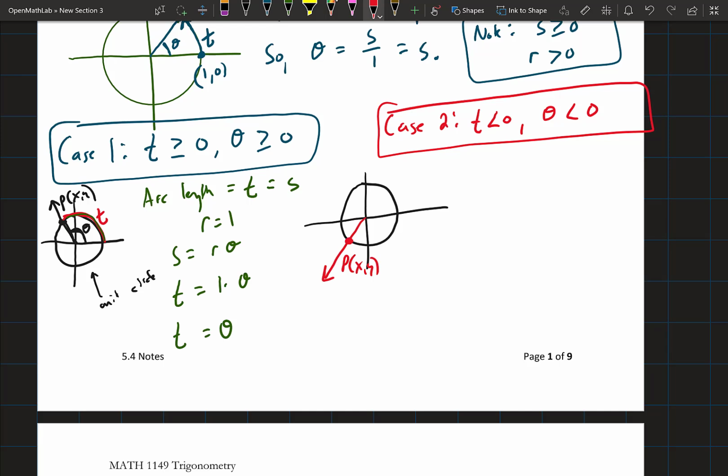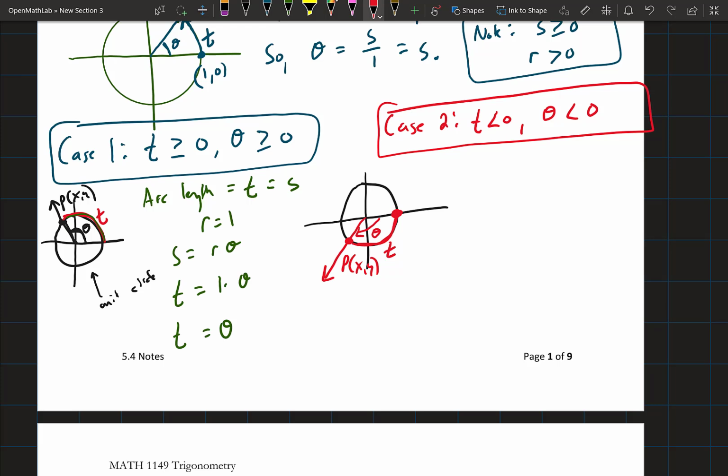Right, so again, we'll just keep it consistent, let that be point P. So this part would be theta, and because theta is negative, we have to go clockwise, and then this distance here from this point (1, 0), remember, we let that be t.